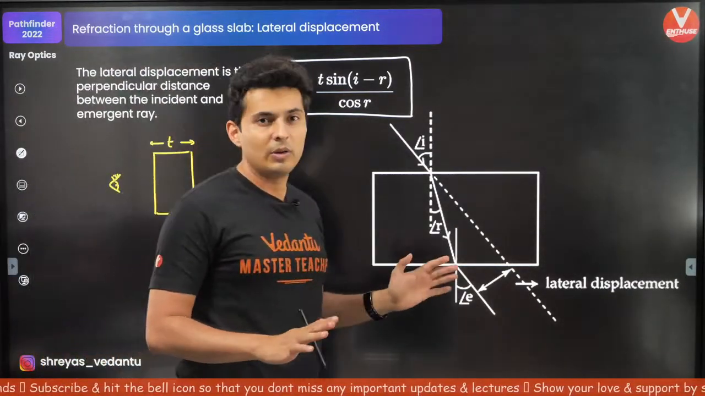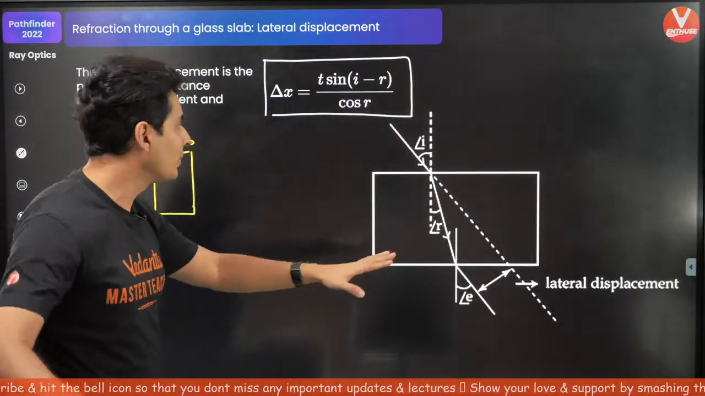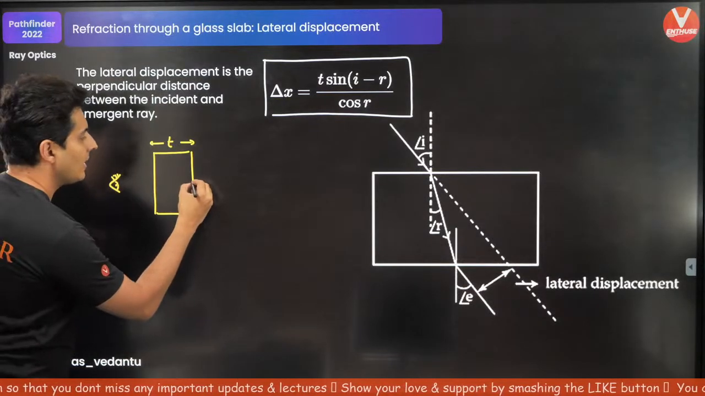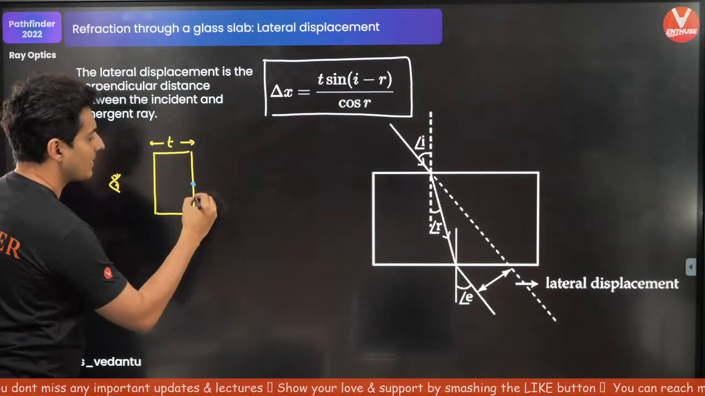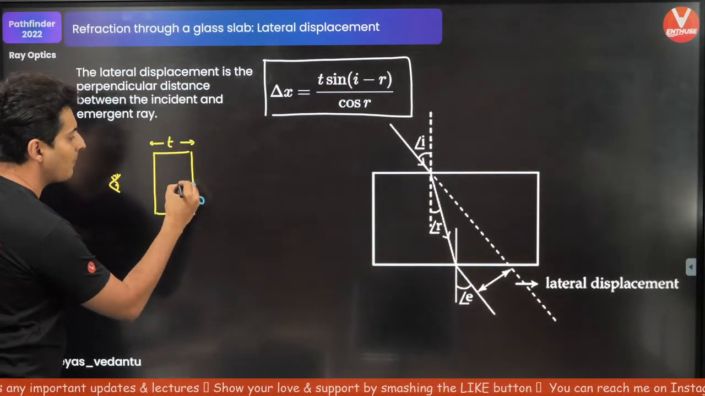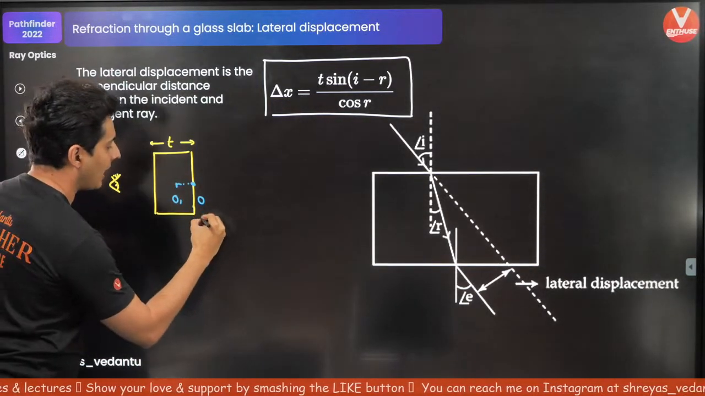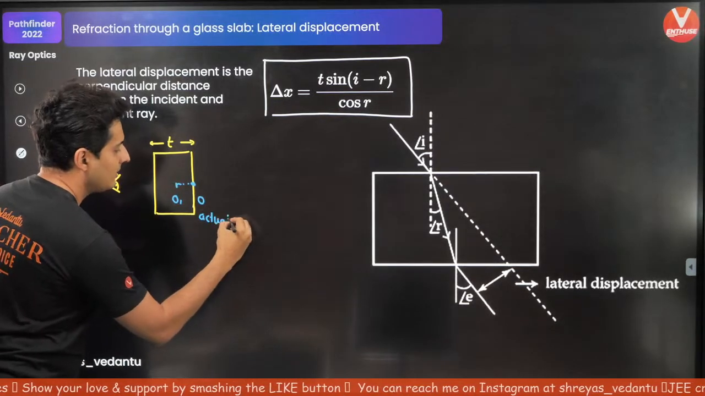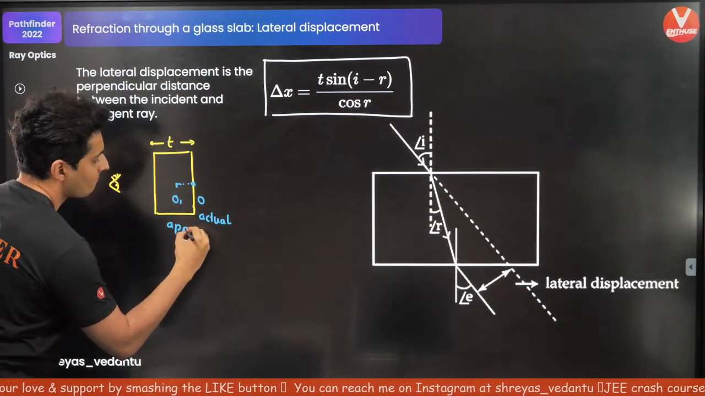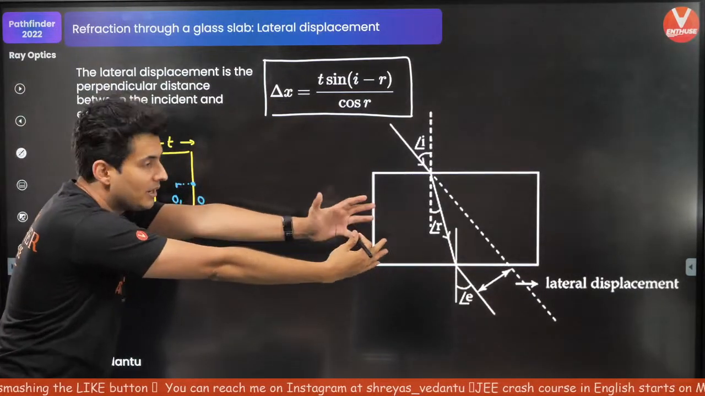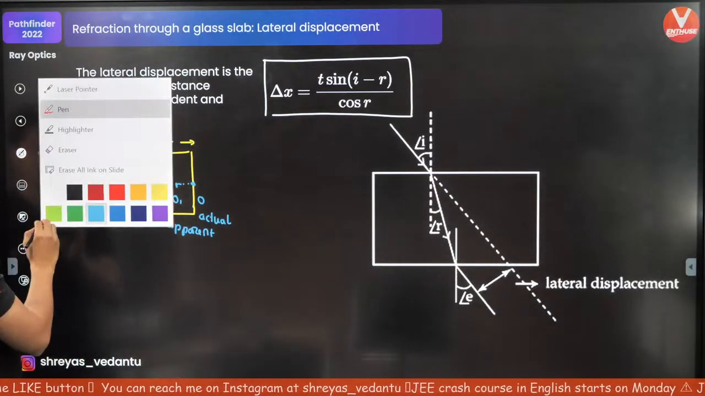Now, one more thing which you need to remember about glass slabs. Whatever topic we do, we do in detail. I'm not going to leave anything. If you have a point here, let's say O, it will appear over here as O1. This is actual, this is apparent. That means anything behind it will also be shifted.